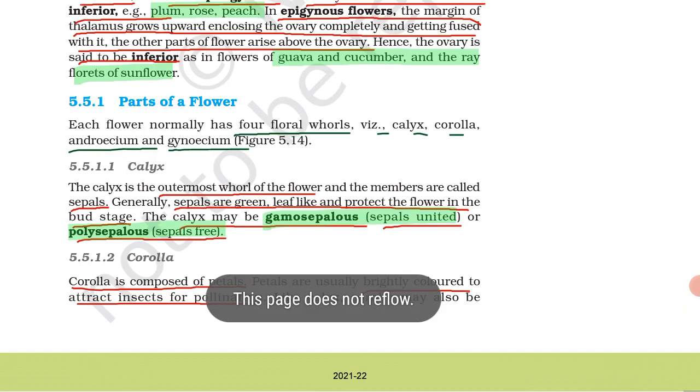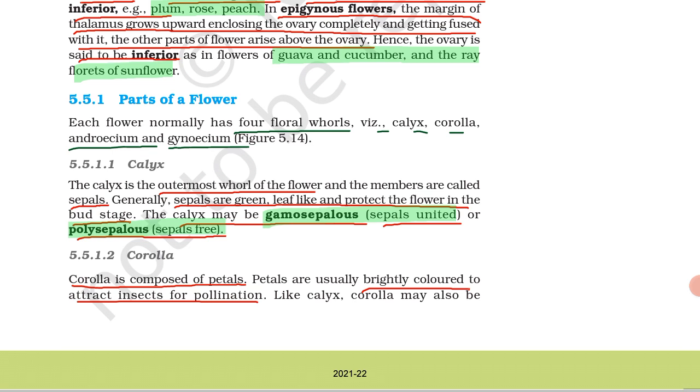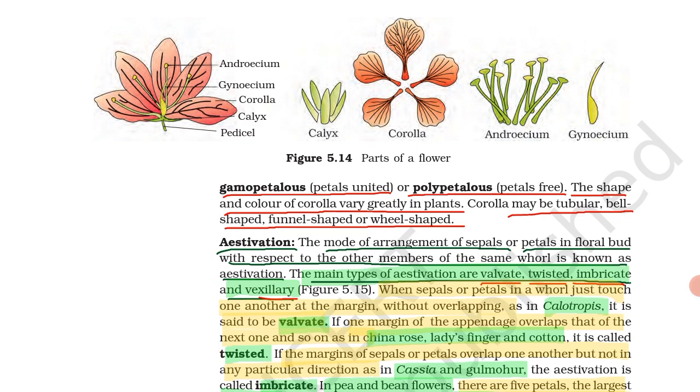Corolla is composed of petals, and petals are usually brightly colored to attract insects for pollination. Like calyx, corolla may be fused, called gamopetalous, or petals united. Next is polypetalous, free petals. The shape and color of corolla may vary. Corolla may be tubular, bell-shaped, funnel-shaped and wheel-shaped.